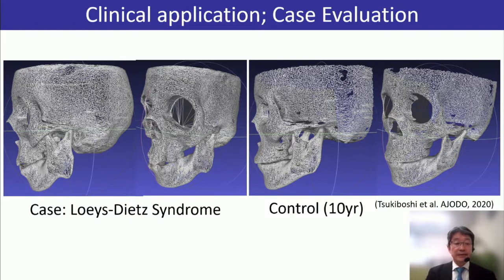And this is the 3D image of a Loeys-Dietz syndrome patient. I'm showing how we can detect the skeletal phenotype of this syndrome. As you can see in these pictures, this patient shows, for example, midfacial deficiency, a notch is evident here, and this patient shows a high mandibular plane angle. And we can detect these phenotypes on the 3D images.